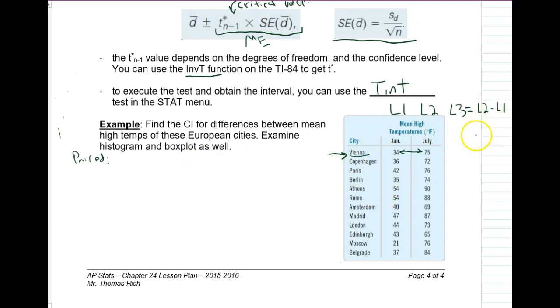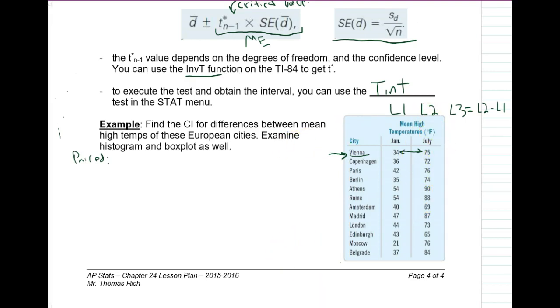I have no reason to believe that the differences are going to be related to one another, so I assume independence between the differences. This sample is, I'm going to guess that this is less than 10% of all of the European cities that there are. Pretty safe assumption. I'm going to assume that these are random cities that were chosen. And I have to look at the nearly normal condition for the differences.